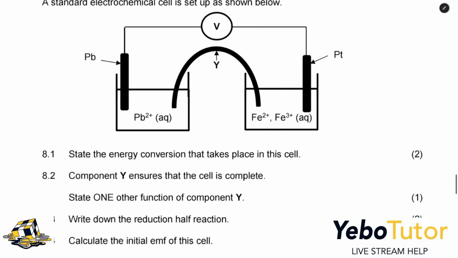We know that our compound Y is something very important there, because it has great importance. As they say, state one function of that, we can see that it provides the path for the movement of ions. As you can see, ions are able to move from the left to the right, or from the right to the left, because of that specific compound Y.